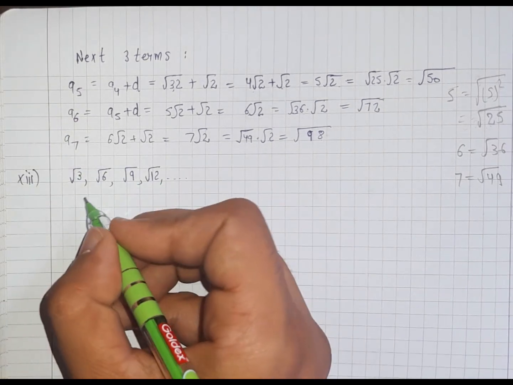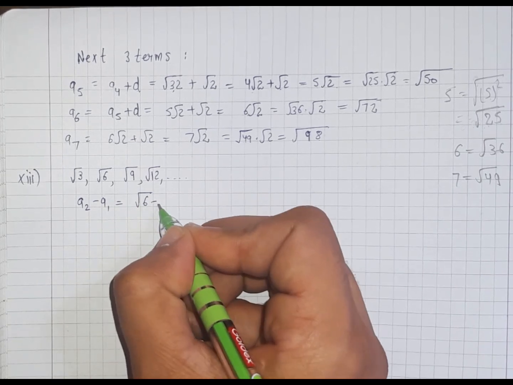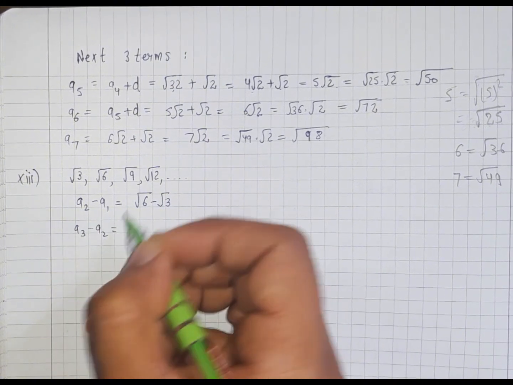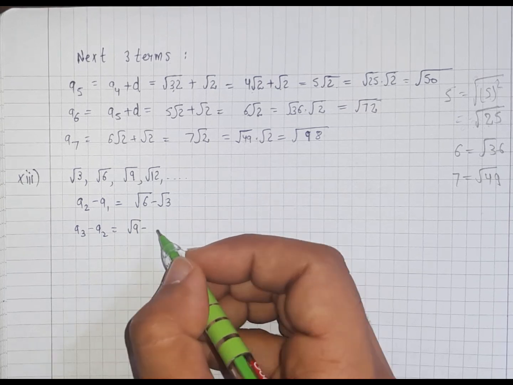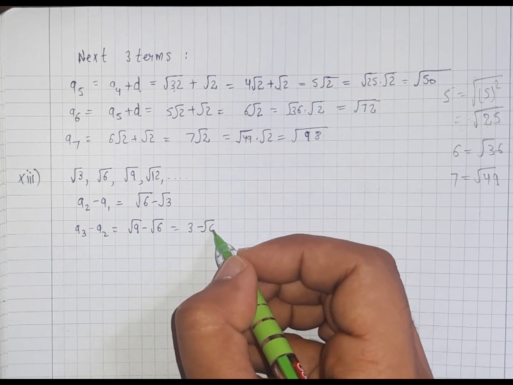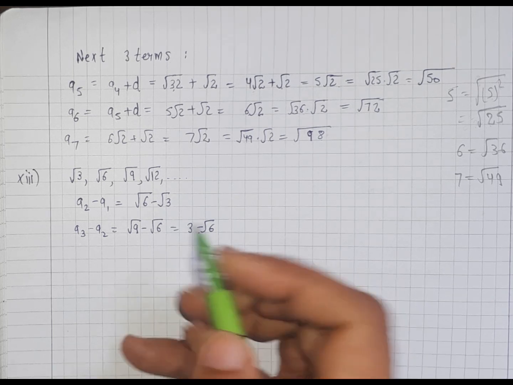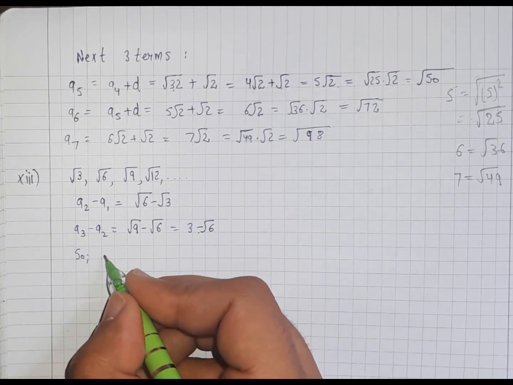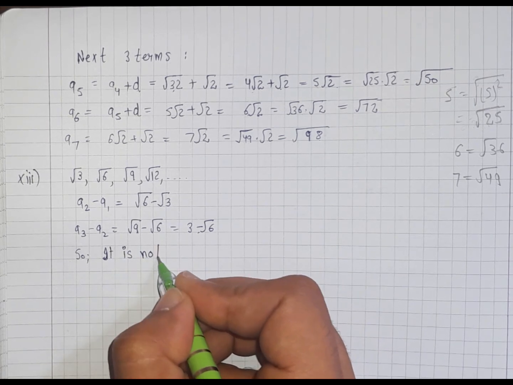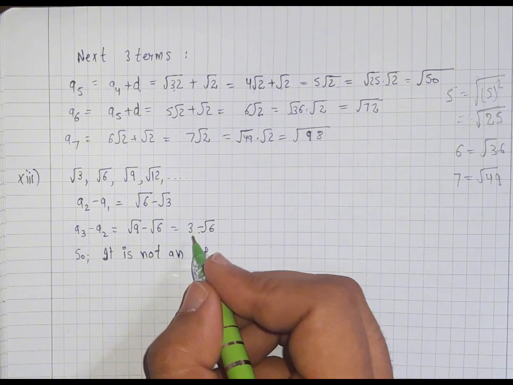In the 13th part, a2 minus a1 equals root 6 minus root 3, and a3 minus a2 equals root 9 minus root 6. Root 9 equals 3, root 6 as it is. So here a2 minus a1 is not equal to a3 minus a2. So the given sequence is not an AP because it doesn't have a common difference between each term.